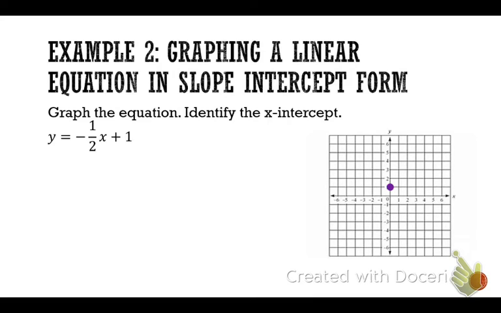Now, what is my slope? My slope is negative 1/2. Does that mean my rise is negative or my run? My rise. It's always the rise. I never go backwards. So my slope, I go down 1 over 2, and I plot my point and draw my line.